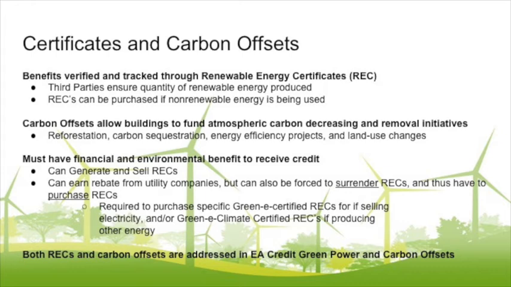A key component to this credit is not only having environmental benefits but financial incentives as well. Some ways that buildings can increase financial incentives are by selling RECs from the renewable energy they produce. Another possibility is that the project can earn rebates from utility companies, but this typically requires the sacrifice of RECs, which may in turn increase purchasing needs of RECs to meet minimum credit requirements. If selling electricity RECs, a project is required to purchase Green-e certified RECs. If producing other energy than electricity, Green-e Climate certified RECs are required. Both RECs and carbon offsets are addressed further in the EA credit, green power, and carbon offset sections.